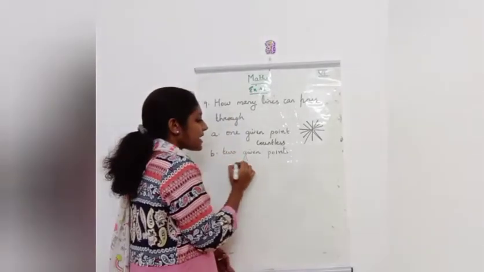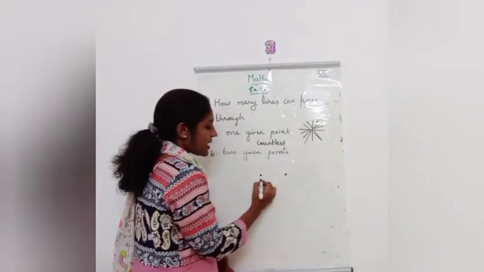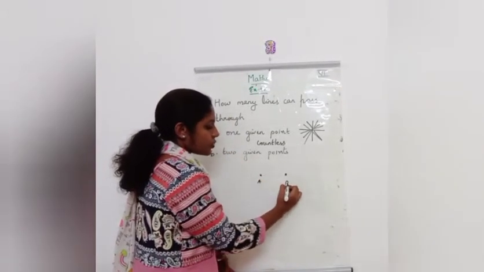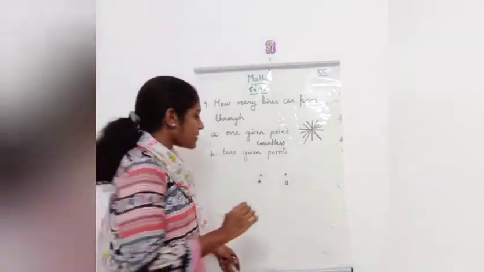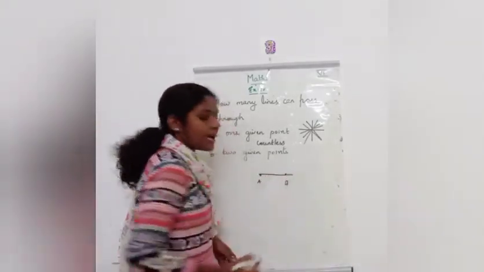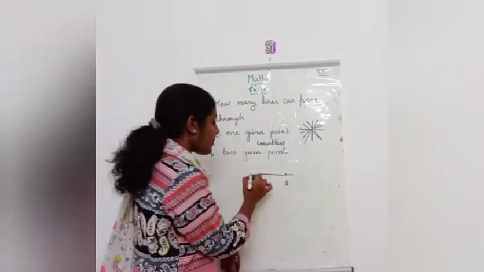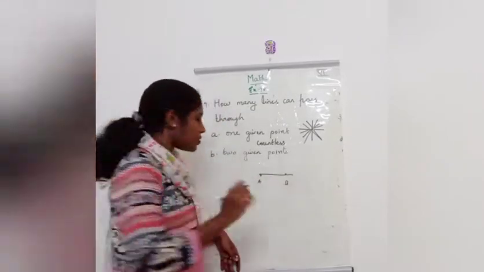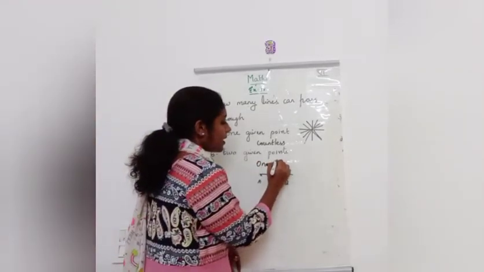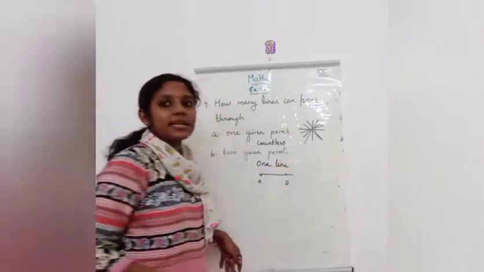Then how many lines can pass through two given points? So if A and B are two given points, how many lines can pass through it? Only a single line can pass through it. ഈ രണ്ട് പോയിന്റ് കൂടി പാസ് ചെയ്ത് പോണെങ്കിൽ ഒരൊറ്റ ലൈനിലേ പറ്റൂ. So the answer is one line. So hope this is clear.